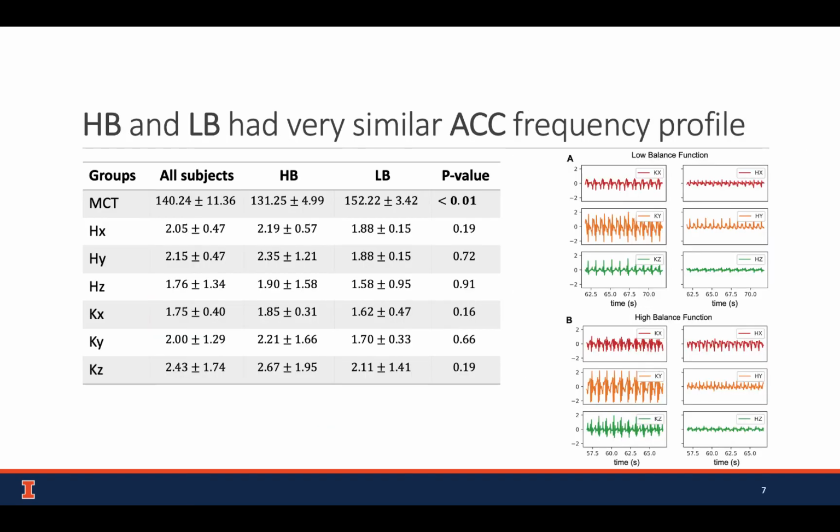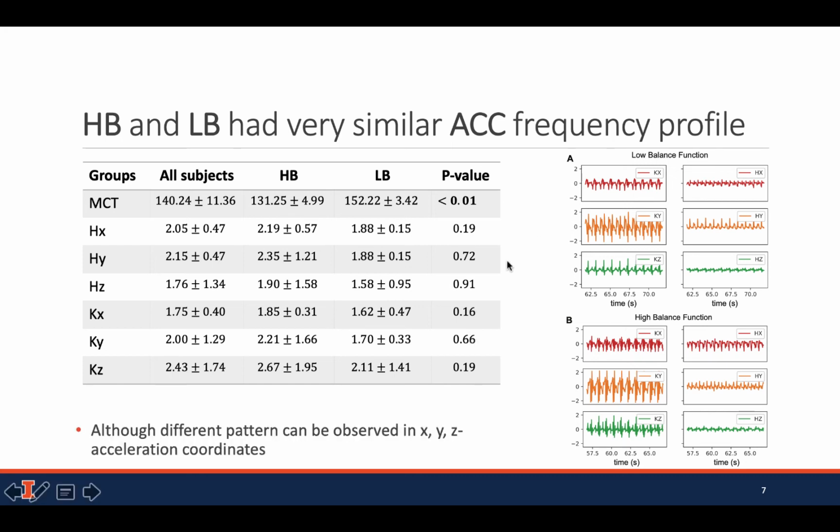Both the high balance and low balance group had very similar acceleration frequency profiles. If we take a look at all subjects and break them down into the high balance and low balance group, we could see that the only factor that was found to be significant was the motor control test, which was used for the creation of the 2 groups. But the acceleration data on the hip and the knee in all of X, Y, and Z did not show any significant differences between the 2 cohort groups.